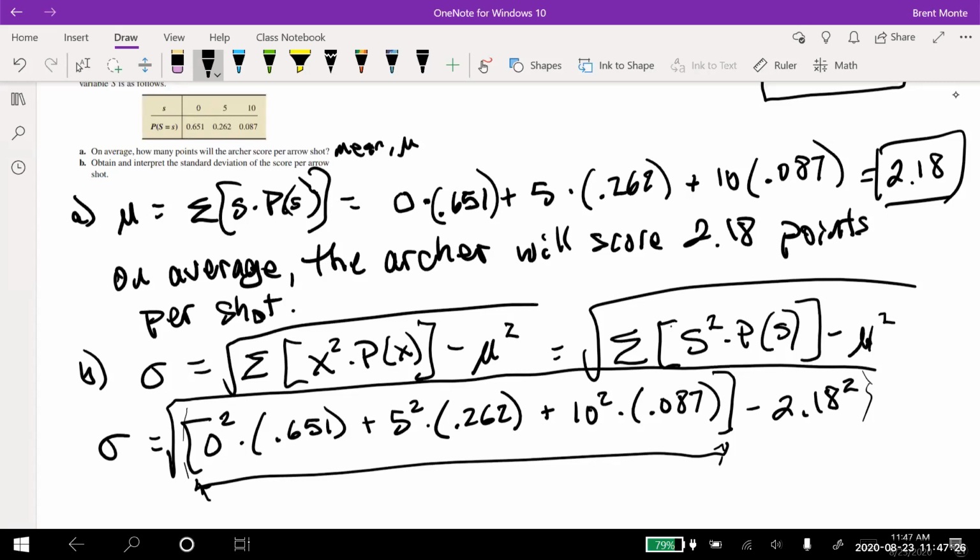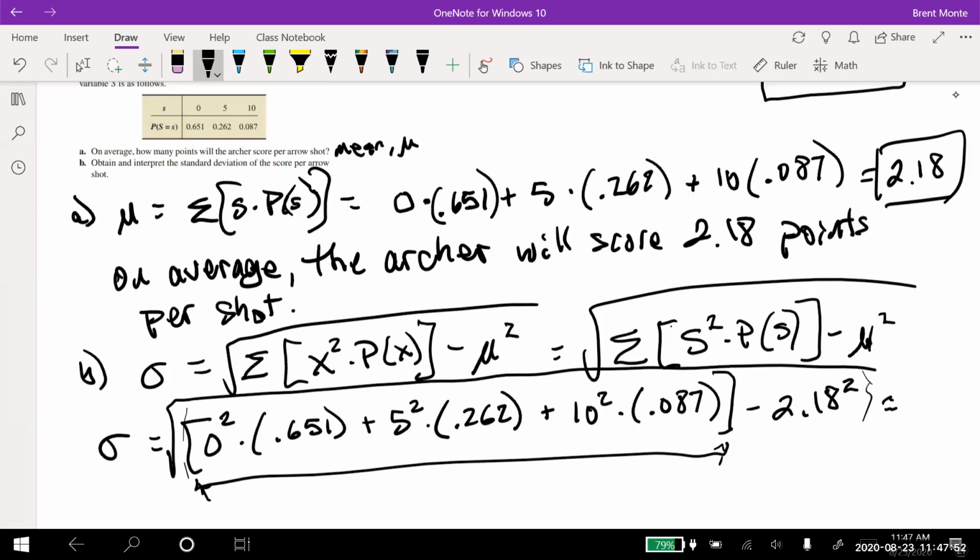Minus 2.18 squared. And then I can close the parentheses to close out the square root if I want to. You don't have to close it out. It will do it automatically. But I get 9.42, if I round to the nearest 3 decimal places, 9.423. Now, these are points scored.